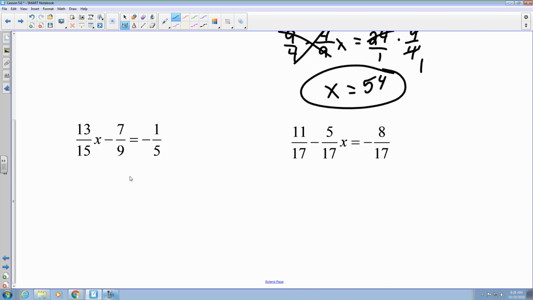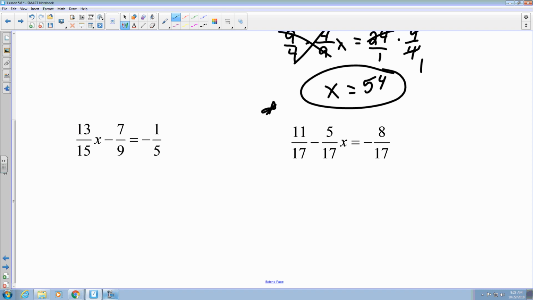The last two here are ones that are a little bit more complex. Why? Because we have fractions in each one of the terms of the equation. So our main goal is to possibly try to eliminate as many fractions as we can from these particular terms. So actually, the first one that we're going to look at is this one right here.